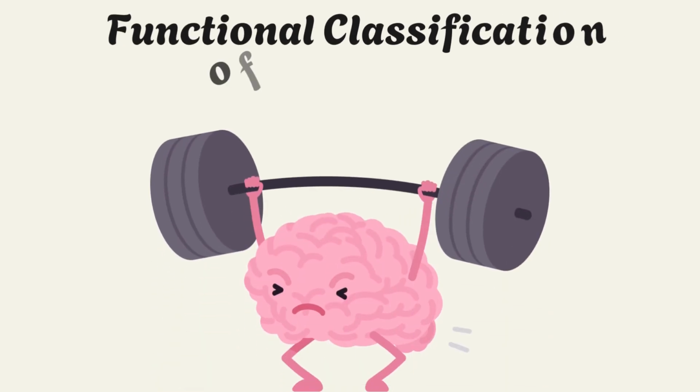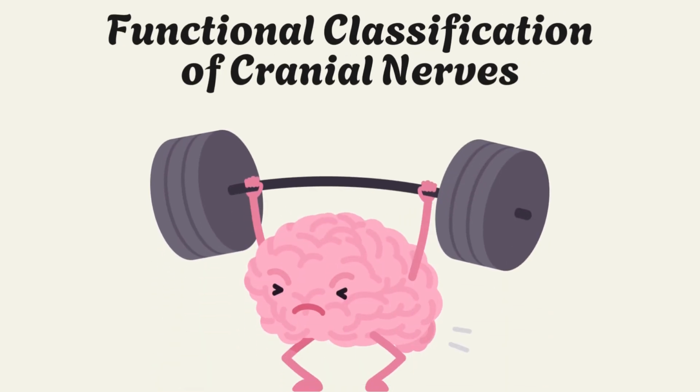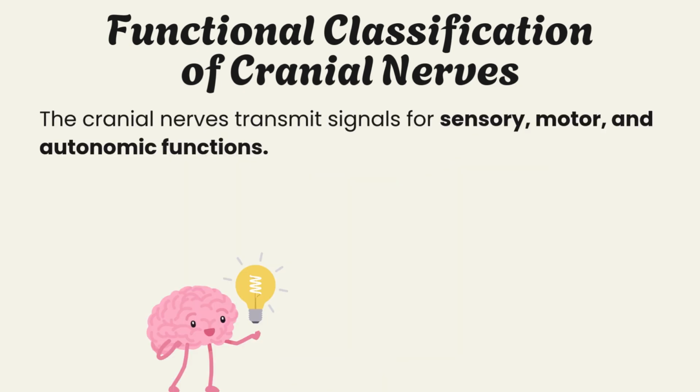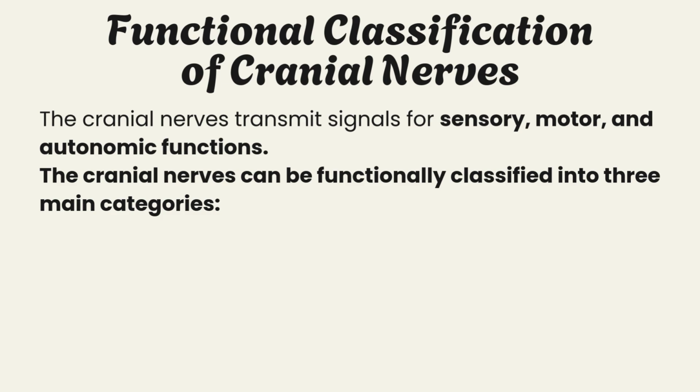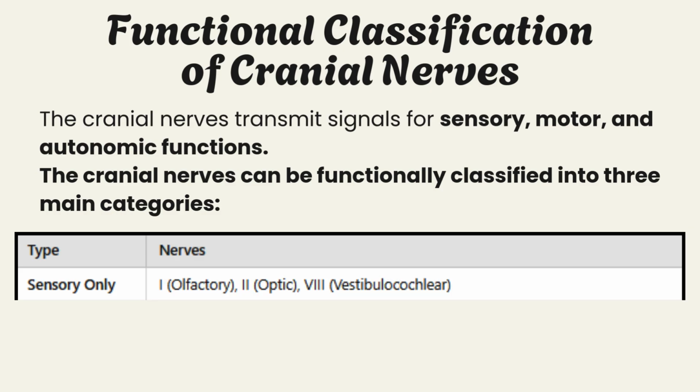Now, we will do the functional classification of cranial nerves. The cranial nerves transmit signals for sensory, motor, and autonomic functions. The cranial nerves can be functionally classified into 3 main categories. Sensory nerves. There are 3 purely sensory nerves: olfactory nerve, optic nerve and vestibulocochlear nerve.